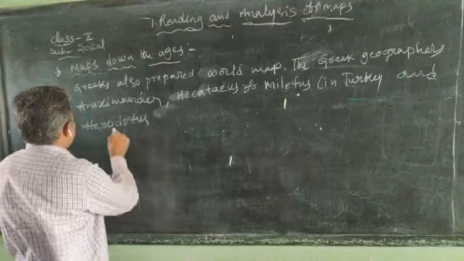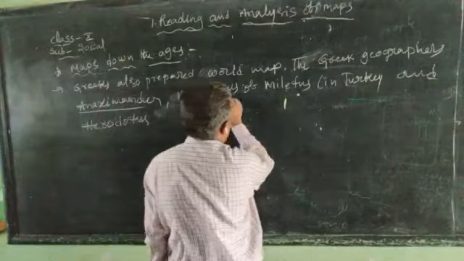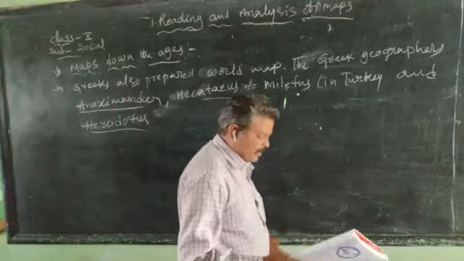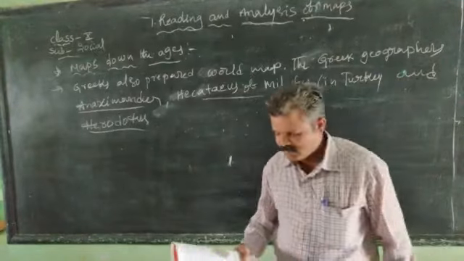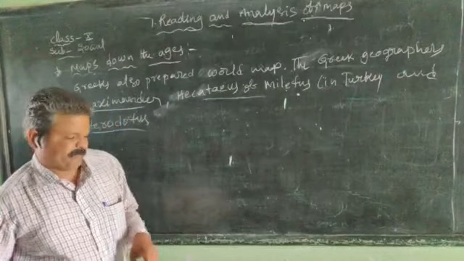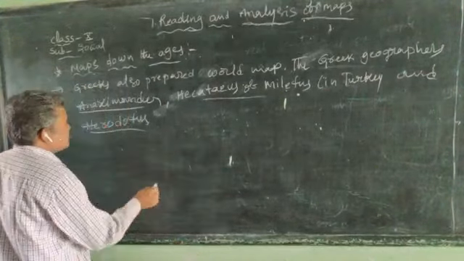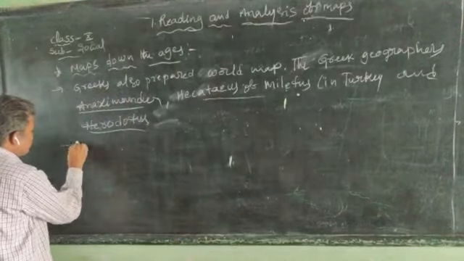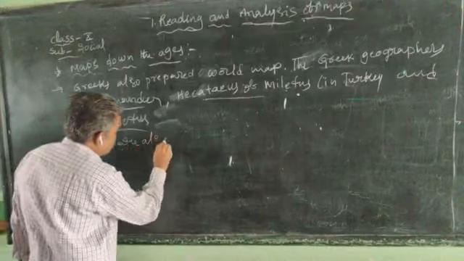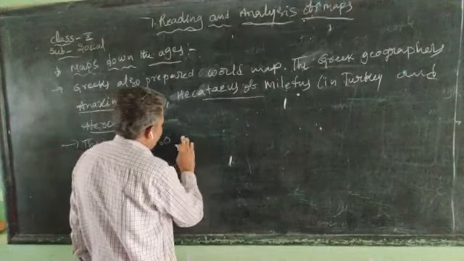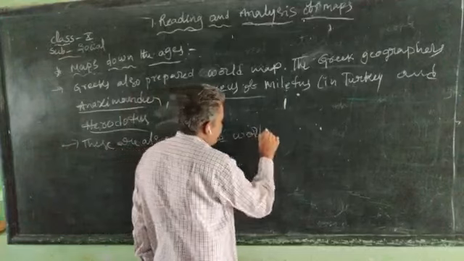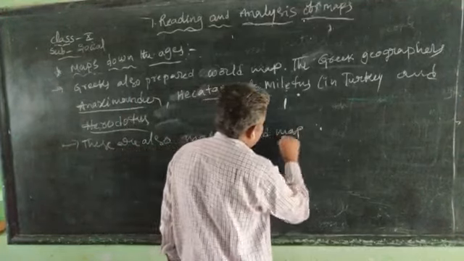So these famous geographers, Anaximander and Herodotus, are from Turkey. These are the famous geographers who also made world maps.